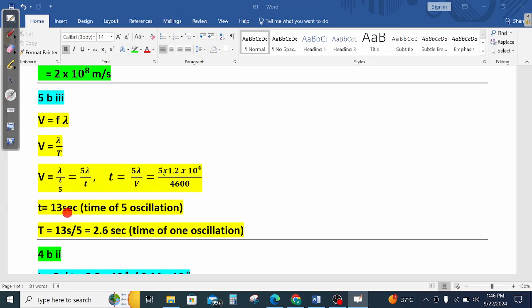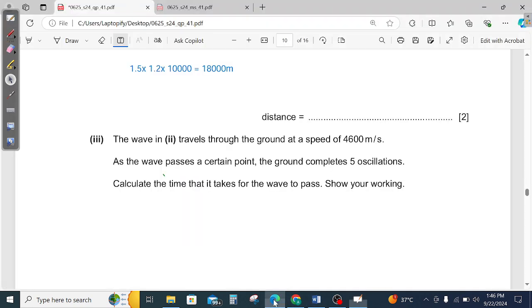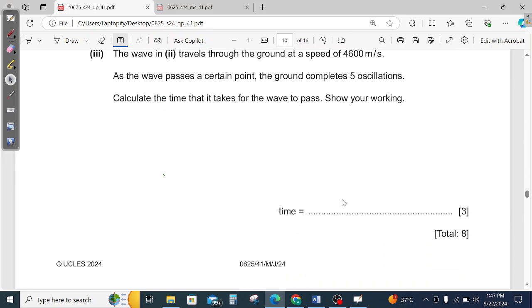This is the time when 5 oscillations pass through the ground, but we need the time of 1 oscillation, so you must divide 13 by 5, you will get 2.6 seconds. It means in 2.6 seconds one wave passes through the ground. Okay, so your answer will be 2.6 here. I will write here.